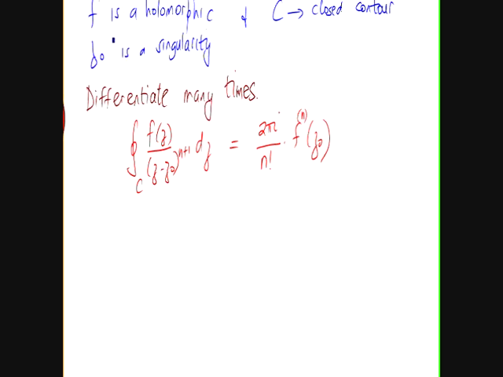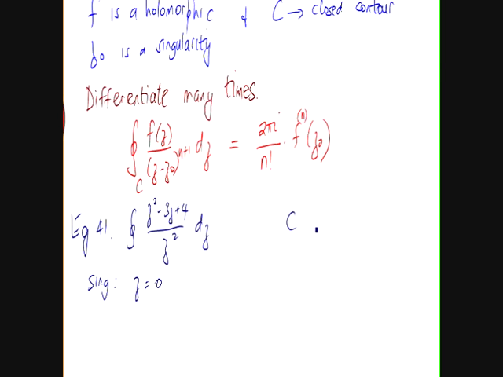Now, let's take example number 41 in the book. So that says calculate the contour integral of z squared minus 3z plus 4 over z squared dz. Now the singularity here is only at z equals 0. And the closed contour given here is a unit circle. That's given. All we have to check now is that the singularity lies inside the unit circle, or inside the closed contour, and it does.